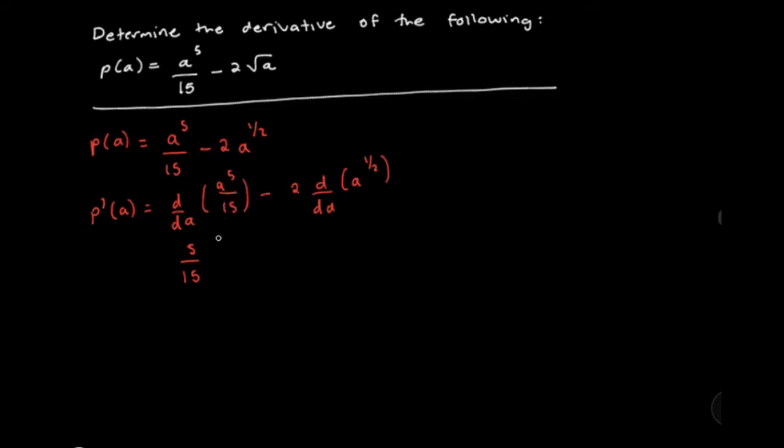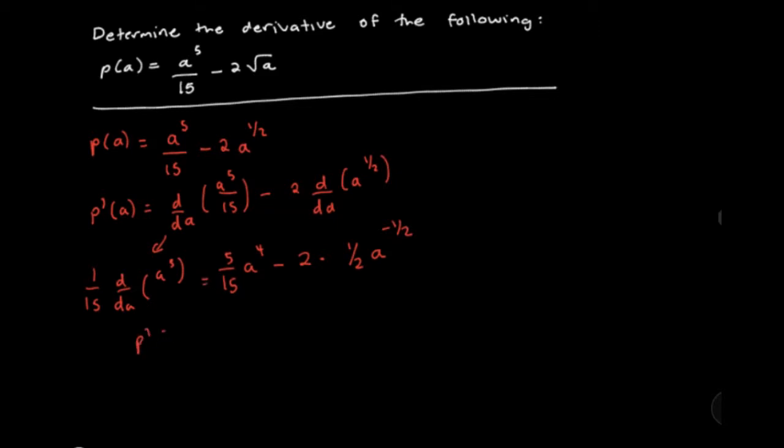So I think it would be easier if we wrote it like this. 1 over 15 d/da of a to the power 5. Okay, and then you can just do the derivative of a to the power 5 anyways. So that's going to give us basically 5 over 15 a to the power 4 minus 2 times 1/2 a to the power negative 1/2. Okay, so I'm just utilizing the power rule.